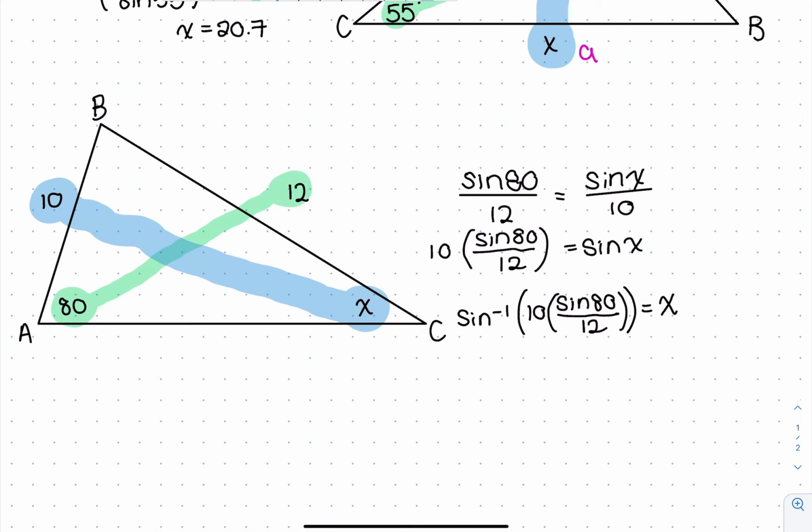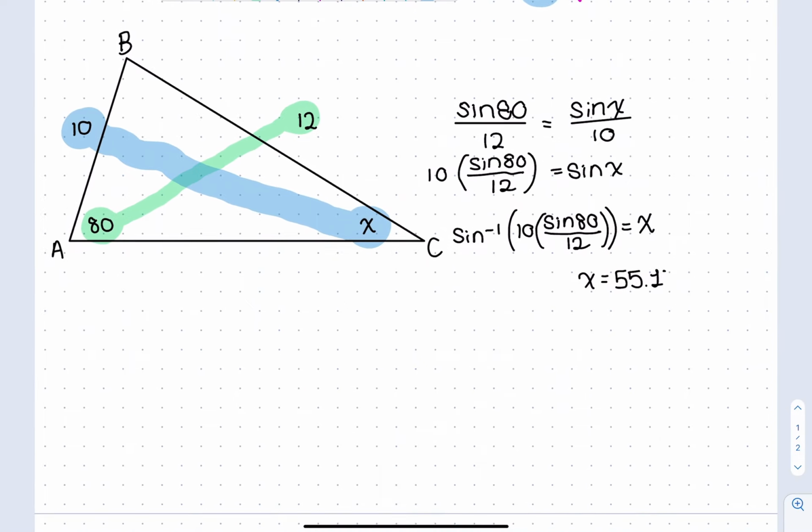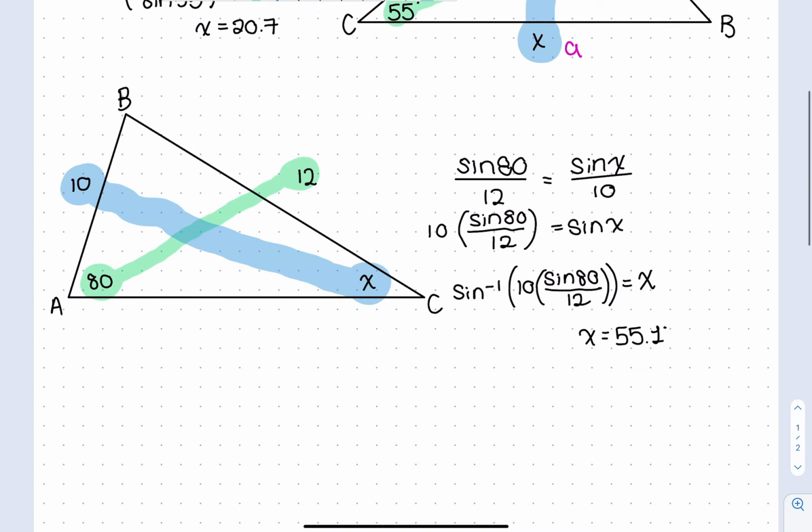Another thing to consider is just be very careful when you put this in your calculator, because you're going to have to do bracket 10, bracket this whole thing, and then double brackets. Then once that's completed, you're going to get x is equal to 55.1 degrees. All right, and that's a reasonable number to get for our degrees.